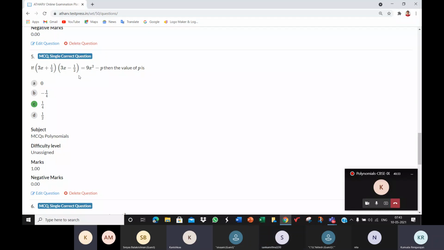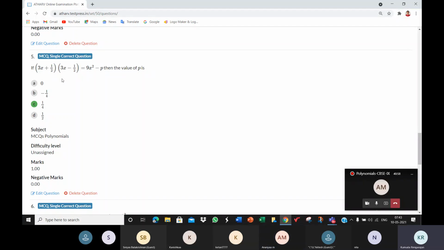A plus B into A minus B. So what does the LHS work out to? A squared minus B squared. Yeah, that's what will be the value. A squared minus B squared, which is 3x the whole square minus 1 by 2 the whole square. Yeah, so what is that?